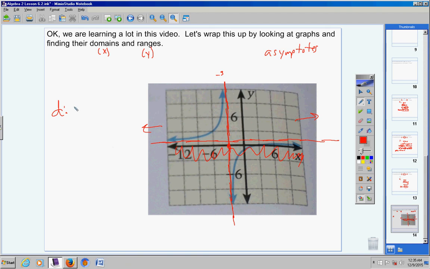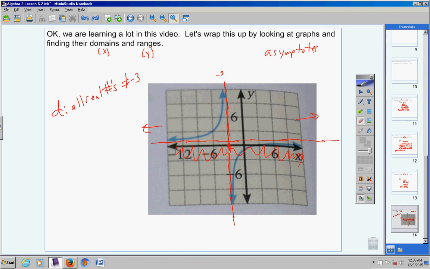So this domain would be all real numbers except -3. Except -3. That's an equal sign with a slash through it. In other words, all real numbers except -3. Okay? Now I knew that because the graph was continuing to the left forever and ever, continuing to the right forever and ever. There was just one place that the graph could not go, and that's at -3 on the x-axis.